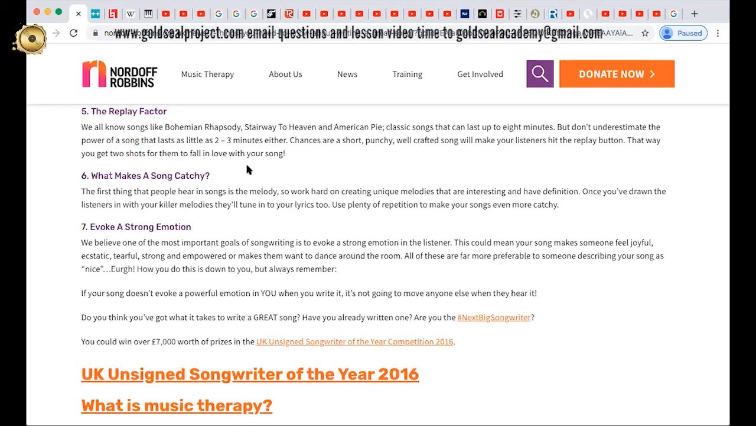Another one that everyone knows very well from over the years, which is much more of a pop sounding song, is American Pie. All of these are classic songs that can last up to 8 minutes. But as it says here, don't underestimate the power of a song that lasts as little as 2 to 3 minutes, which we already know 3 minutes is our ideal song time, which will make radio play here, especially in the UK.